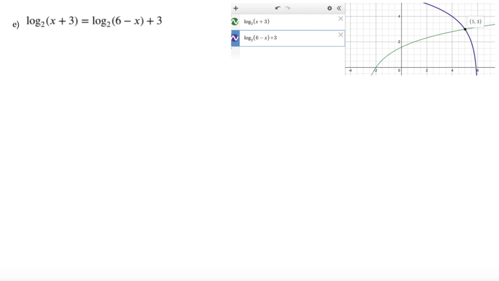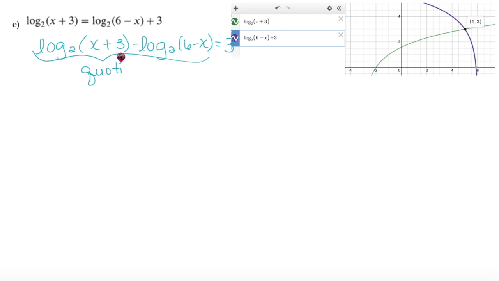All right. Here with letter E, we're going to tackle it the same way we have done C and D here, except this time we're going to be dividing, because if I want to get all of my logarithms together, I will have to subtract log base 2 of 6 minus x to the left-hand side. That will then give us log base 2 of x plus 3 minus log base 2 of 6 minus x equal to positive 3. We are subtracting, which tells us we need the quotient rule.